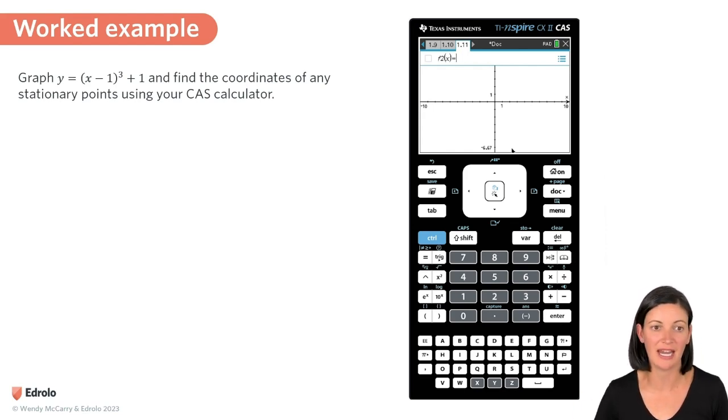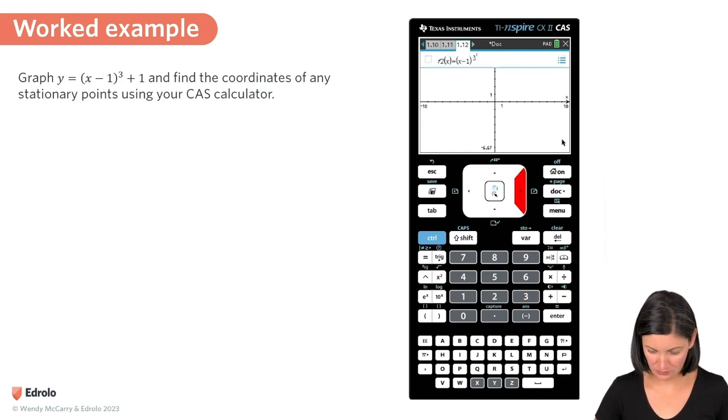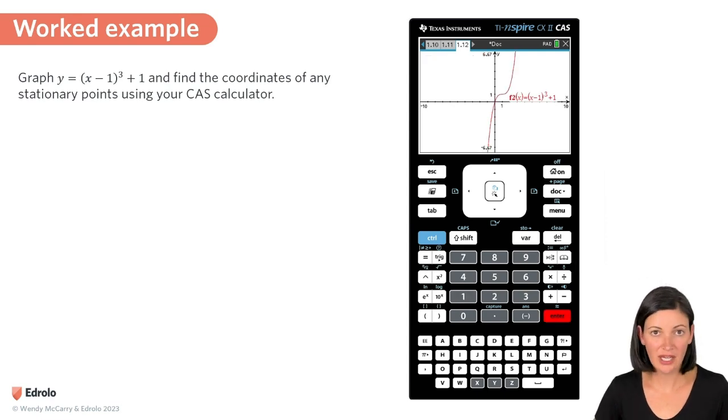So let's have a look at this again. The first thing I'm going to do is graph (x − 1)³ + 1. My graph looks like this. So we've got a cubic there, and you can see visually that what you have is a point of inflection somewhere around here. So we'll use our analyze graph function from the menu.